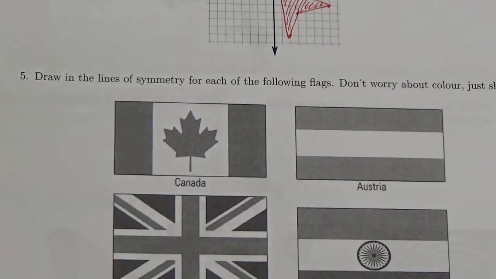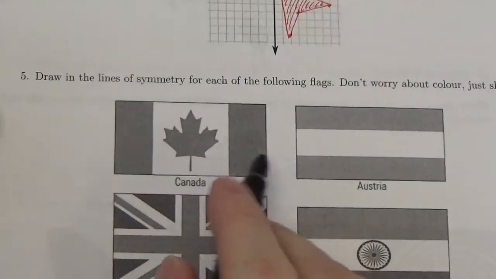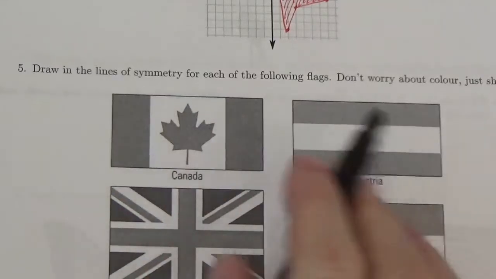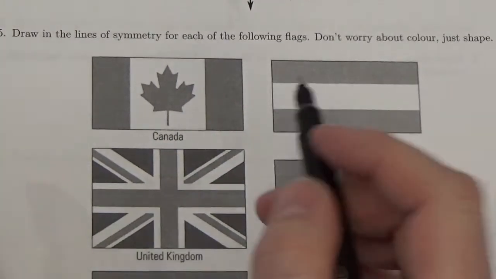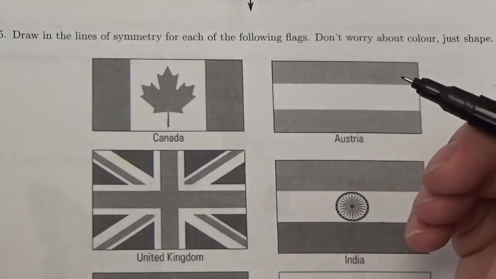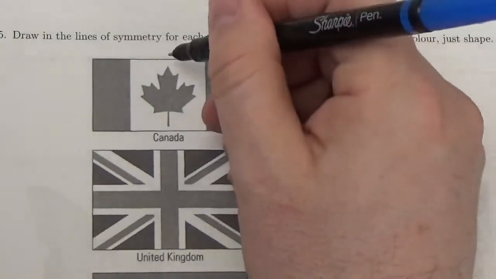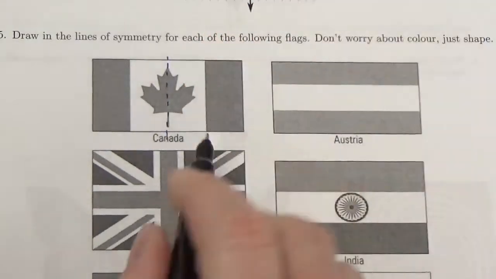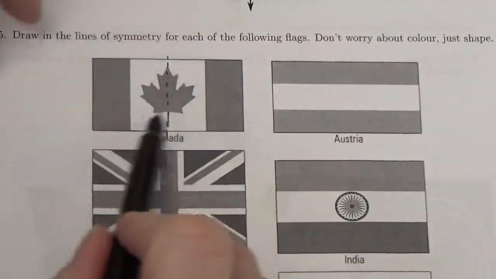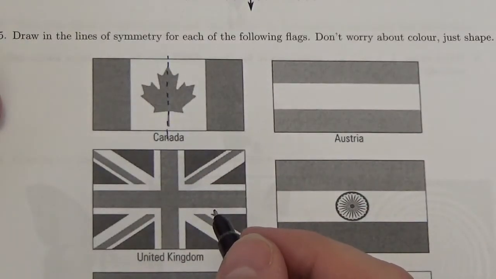Okay, now for this one right here, we're being asked to draw the lines of symmetry in the following masks. Now, we're not supposed to worry about the color. Don't worry about what you're seeing here in terms of color. We just want to worry about the shape here. So look at the Canadian flag. There really is only one line of symmetry, and that is right down the center. This could be folded over and they would match up perfectly.